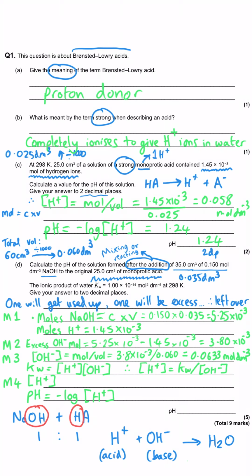Then we take that hydroxide ion concentration and plug it into the Kw expression that we've already rearranged. And so we've got our 1 times 10 to the minus 14 divided by 0.0633, which gives us a hydrogen ion concentration of 1.58 times 10 to the minus 13. And then when we take the negative log of that answer, we get a value of 12.80 for our pH to 2 decimal places.